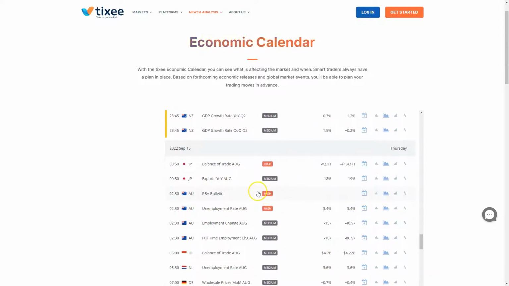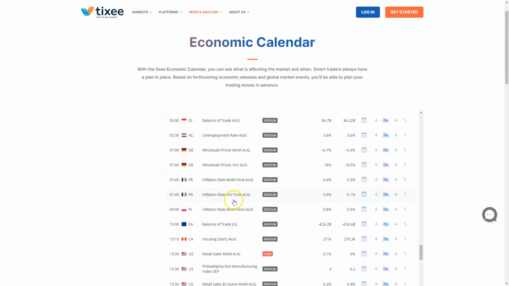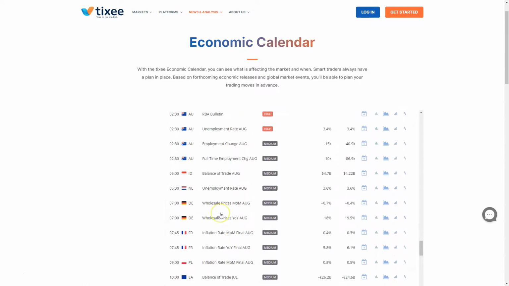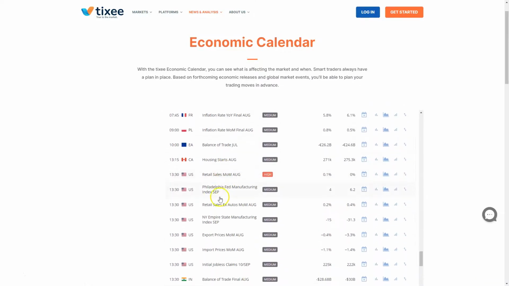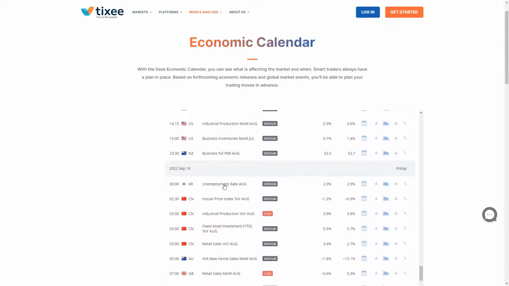Then in the morning hours of Thursday, we have trade balance figures from Japan. And then unemployment data from Australia, with another set of events being released from Australia specifically. Then towards the regular EU session, we're going to have inflation figures from France and then followed by trade balance figures from the EU. Towards midday, it's going to be the fourth high impact event of the day, which is going to be the retail sales figure from the US. And then we're going to have some further trade balance figures, this time from the US again.